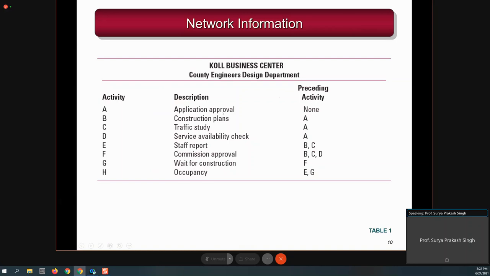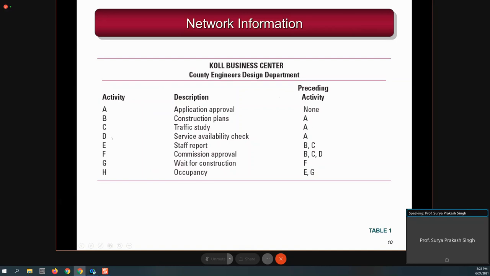And this activity A has no preceding activity. That is why we have written none. None means that activity A does not have any preceding activity. Similarly, activity B means construction plan, and we have given the code B, and this depends on A. Similarly, traffic study is the description of activity C, and this C has preceding activity A.